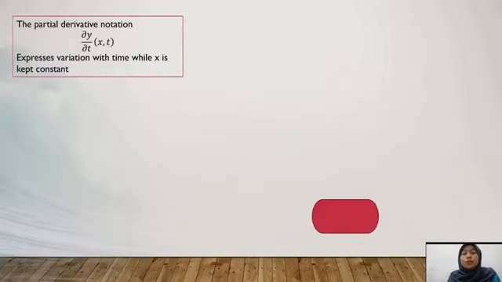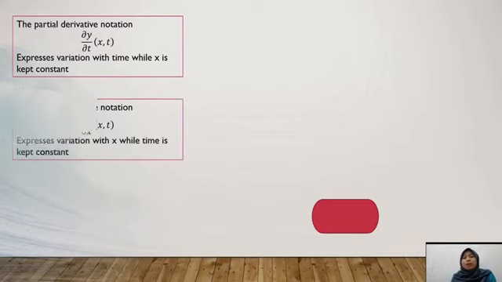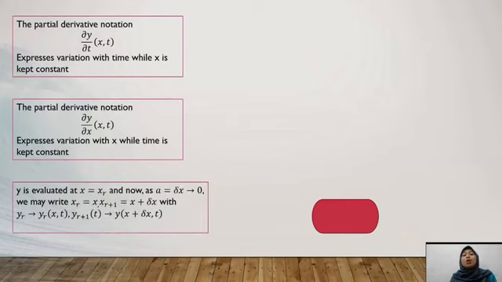The partial derivative of y with respect to t, in the function of x and t, expresses variation with time while x is kept constant. Meanwhile, the partial derivative of y with respect to x, in the function of x and t, expresses variation with x while time is kept constant. y is evaluated at x equal to x_r, and now as delta x approaches 0, we may write the sequence x_r equal to x, x_(r+1), and so on, which we can write as x plus delta x.